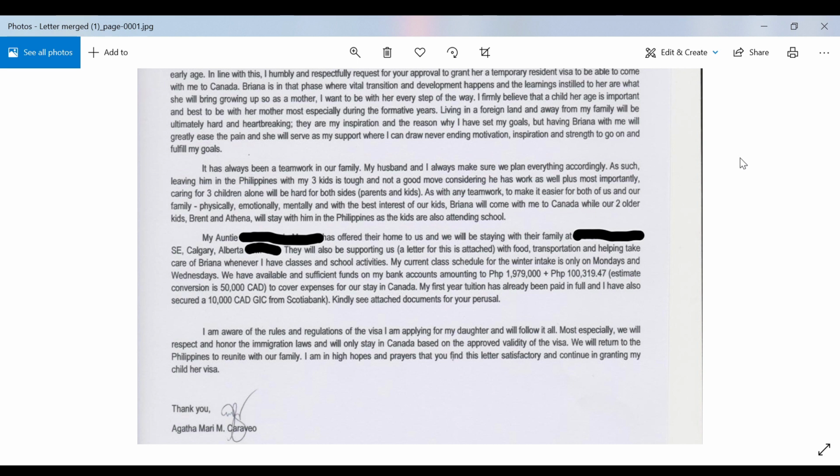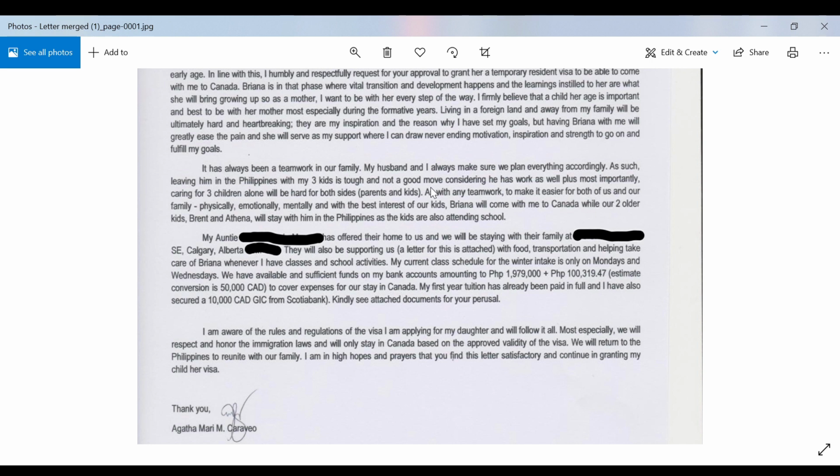with the best interest of our kids, Brianna will come with me to Canada, while our 2 older kids, Brent and Athena, will stay with him in the Philippines as the kids are also attending school. My auntie has offered their home to us, and we will be staying with their family at this address. They will be supporting us. A letter for this is attached with food, transportation, and helping take care of Brianna whenever I have classes and school activities. My current class schedule for the winter intake is only on Mondays and Wednesdays.